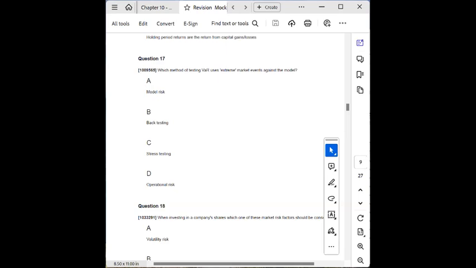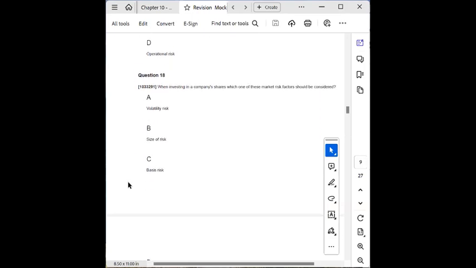Right, I got 7 responses. Which method of testing VR uses extreme market events against the models? I think we discussed similar questions earlier. Model risk, back testing, stress testing, operational risk. So the correct answer is stress testing. All of you have given the correct answer. It's C. Right, let's try to do one more. 18.